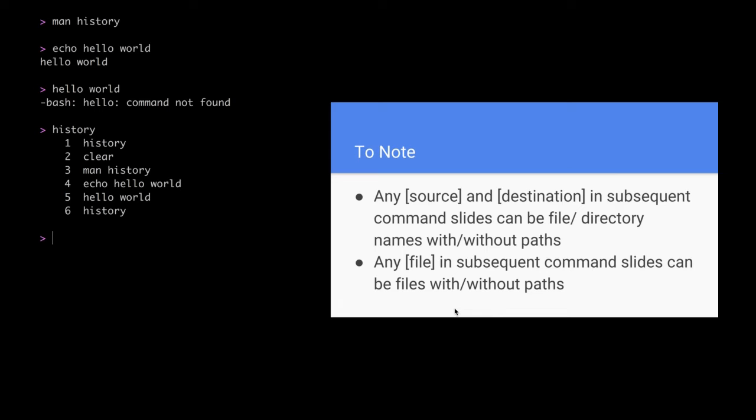Okay, as a note for the notation for the rest of the slides, anytime it says source or destination, that could be a file or directory with or without a path. And anytime it says file, that can be a file with or without a path.